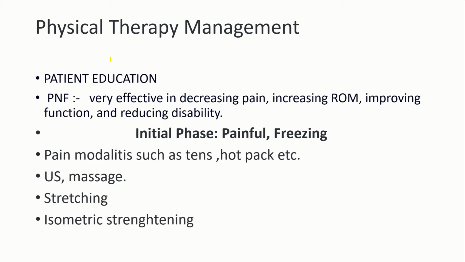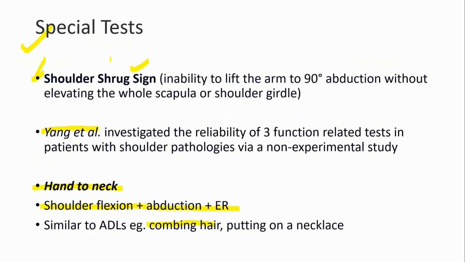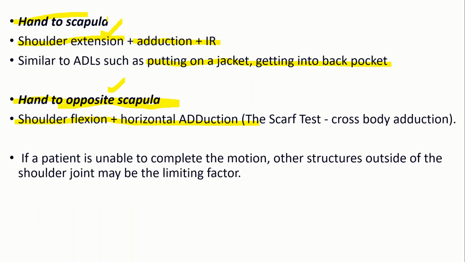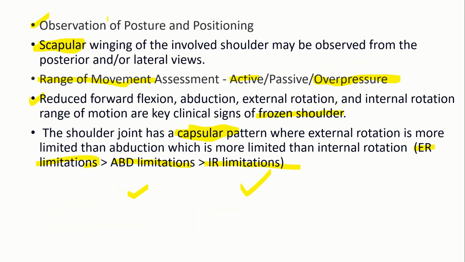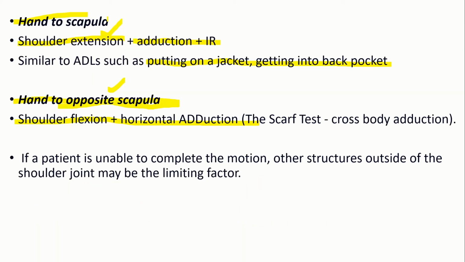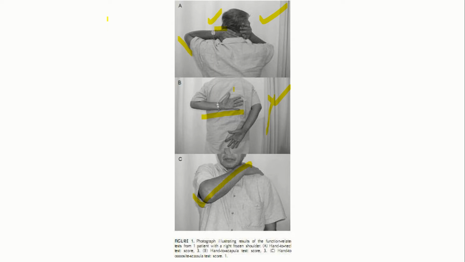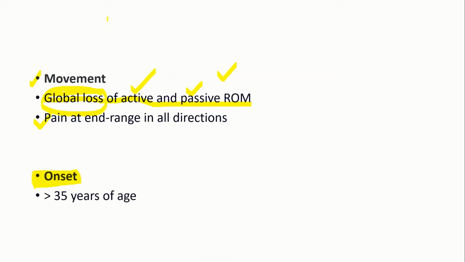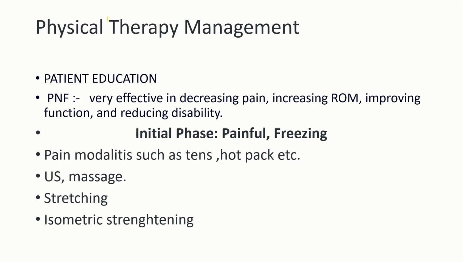So for that, the first step we have to do is to assess the patient. In assessment, as I have told you, we can check the special tests, the movements, the range of motion, the scapular winging, we can observe the posture, and we can look for the capsular pattern. All these things need to be done for the assessment. And if we successfully assess the patient and come to a diagnosis of frozen shoulder, then let's discuss the physiotherapy protocol which we are going to follow.